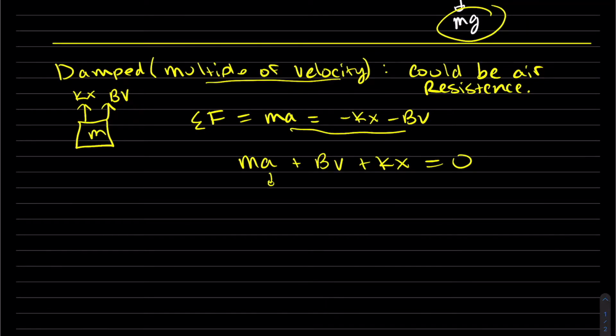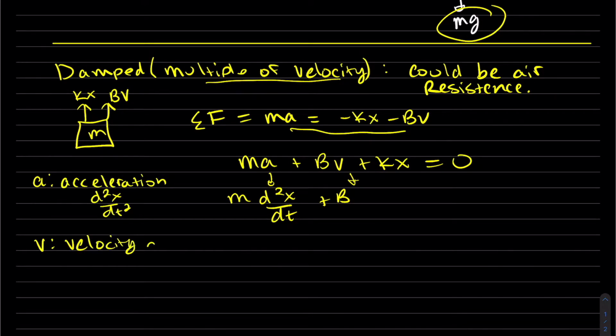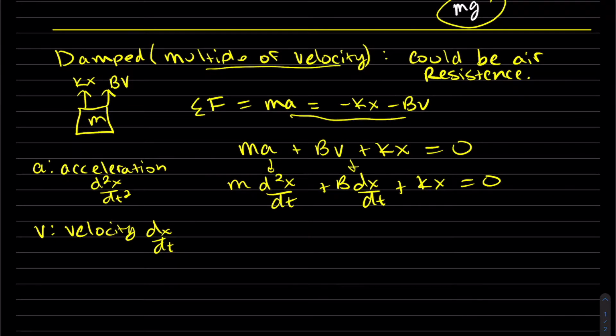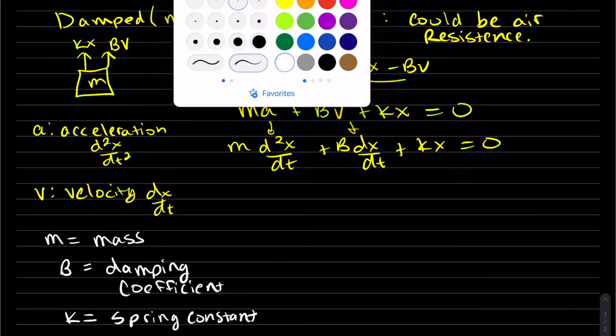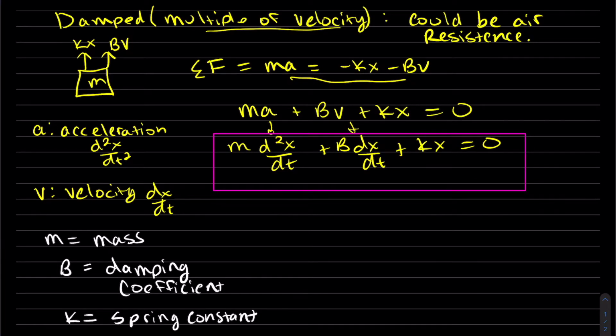Our a is our acceleration, so m d squared x over dt squared, plus beta v plus kx. And v, by the way, is our velocity, dx/dt. So m d squared x dt squared plus beta dx dt plus kx equals 0. To keep this list going, m is our mass, beta is my damping coefficient, and k is our spring constant. So we have our equation for damped.